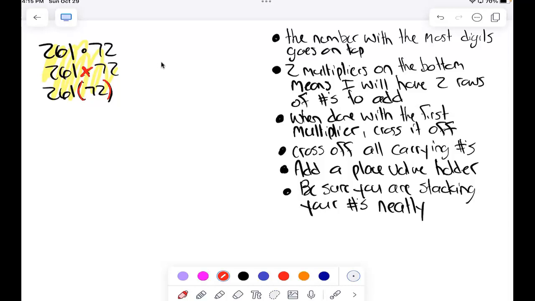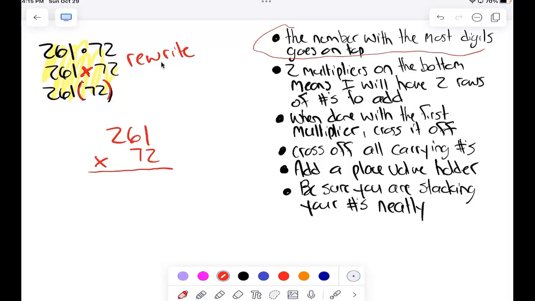This is obviously a rewrite because we cannot solve showing our work in any of these formats. So we're going to rewrite this problem. And as our first point says here, we're going to rewrite with the number with the most digits on top. So 261 has more digits than 72. So I'm going to rewrite that on top.